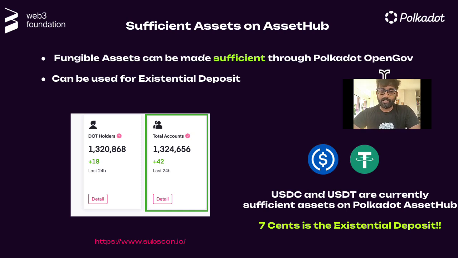Now, if you look carefully, you can see that DOT holders are over 1 million, and the total accounts on Asset Hub are slightly higher than the DOT holder accounts. The reason for this is that these accounts are holding one of these sufficient assets. Fine.